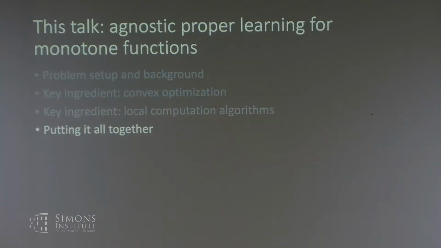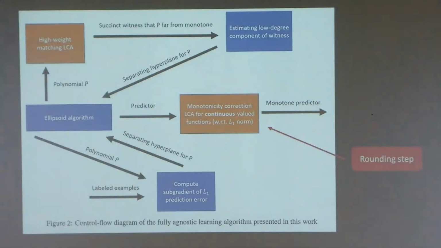So now I'll put it all together and just say what the algorithm does. We're running the ellipsoid algorithm on the space of low-degree polynomials. Suppose the first candidate is too far from f, it has really high error with respect to f. Well, then we look at some labeled examples and output a witness that p was a bad predictor with respect to these labeled examples. Then it'll generate another candidate.